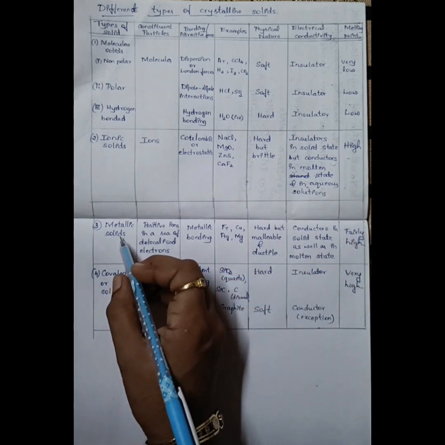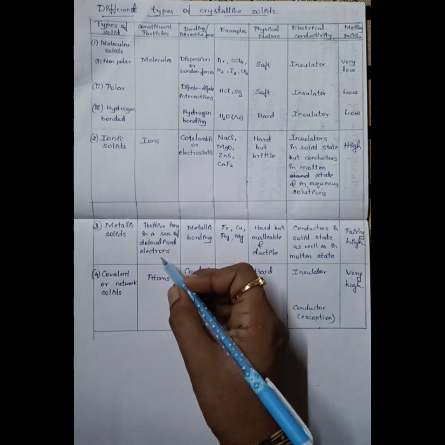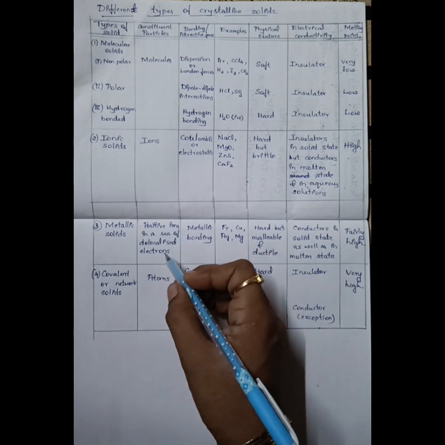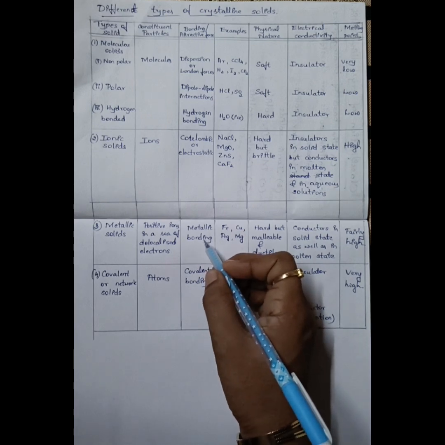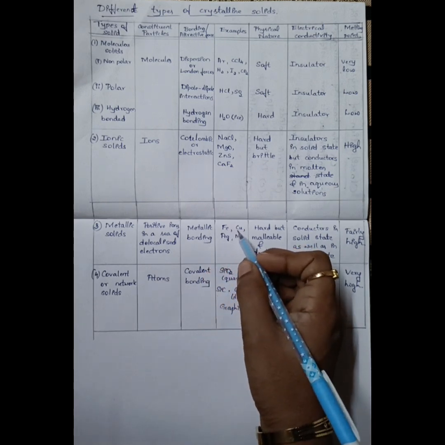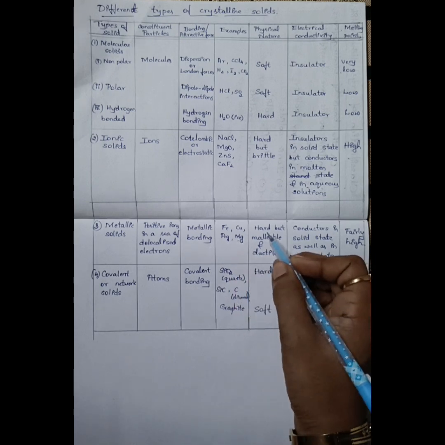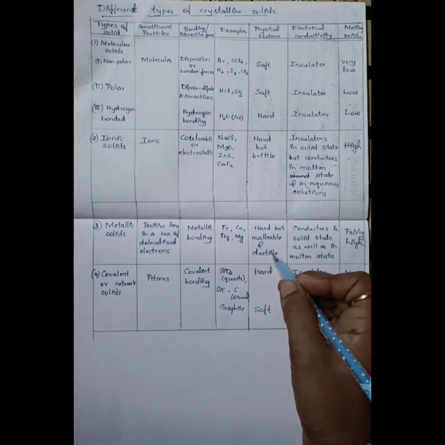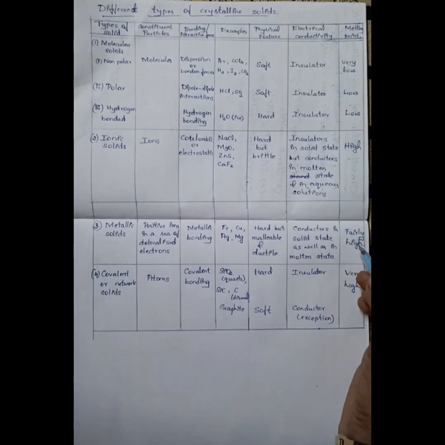Next type is metallic solids. Here the constituent particles are positive ions in a sea of delocalized electrons. The attractive force is metallic bonding. Iron, copper, silver and magnesium are the examples. These metallic solids are hard but malleable and ductile. They are conductors in solid state as well as in molten state; in both states they act as conductors. The melting point is fairly high here.